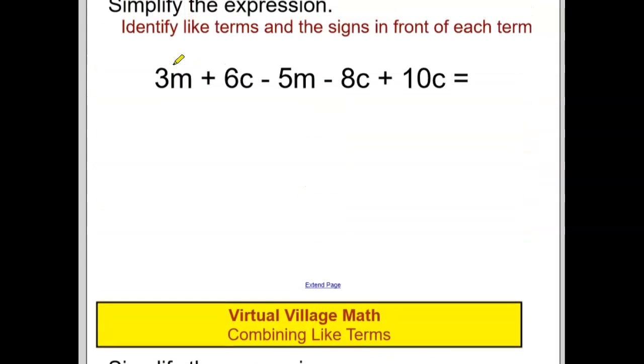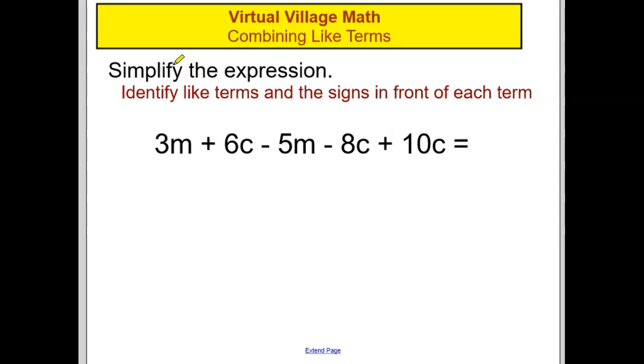All right, let's take a look at another example. I want to identify these like terms and the signs in front of each. So I see 3m here. I'm just going to start with these m's. What's a like term with 3m? Well, this 5m has an m, but I have to make sure to grab the sign that's in front. And then 6c, but grab the plus sign that's in front of the 6c. 8c, grab the minus sign in front of the 8c. And 10c, grab that plus sign in front of the 10c.